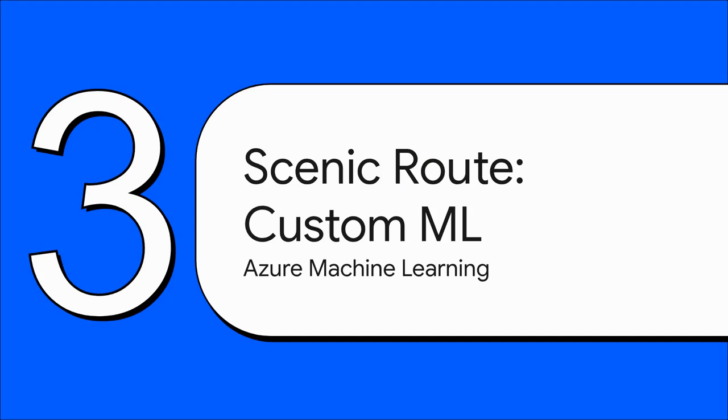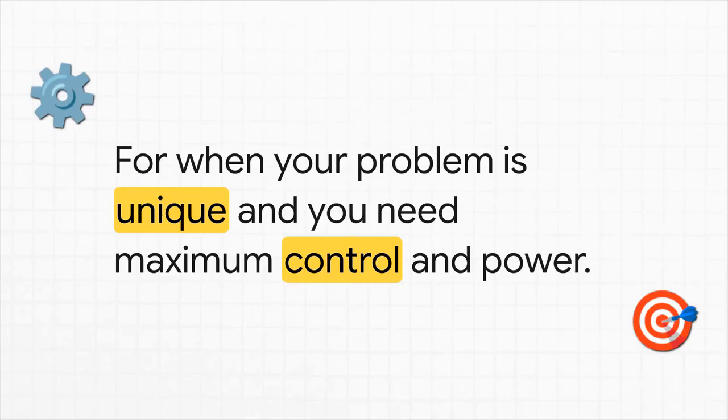Okay, but what happens when your problem isn't one of those common ones? What if an off-the-shelf tool just won't work? Well, that's when we have to take that other path. Welcome to the scenic route, where we build custom machine learning models from the ground up. You go this way when your problem is totally unique to your business, when you've got your own special data, your own business logic, and you need to build something that gives you a real competitive edge. This route is all about giving you maximum control and power.